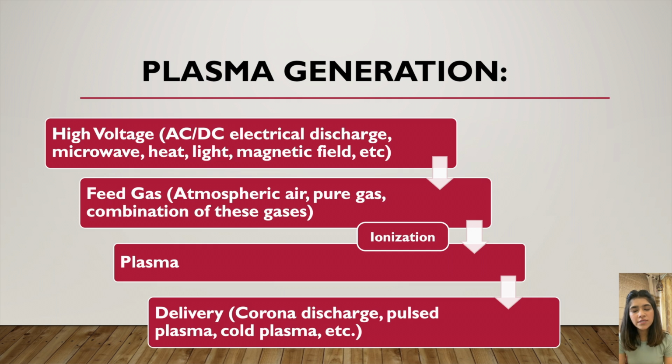Now when high voltage is applied to feed gas, the process of ionization happens and then plasma is generated through it, and then it is delivered through maybe corona discharge or pulsed plasma or cold plasma. It can be generated through any of these. So this is the basic principle of plasma generation. This is the basic process.